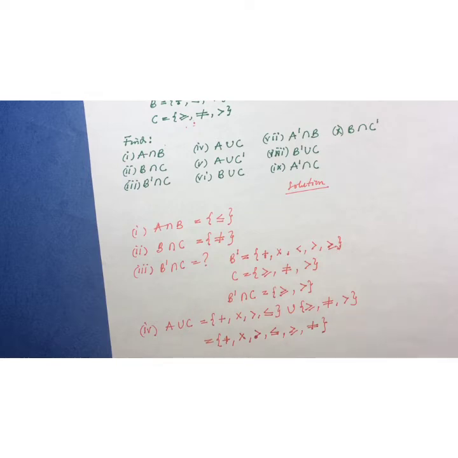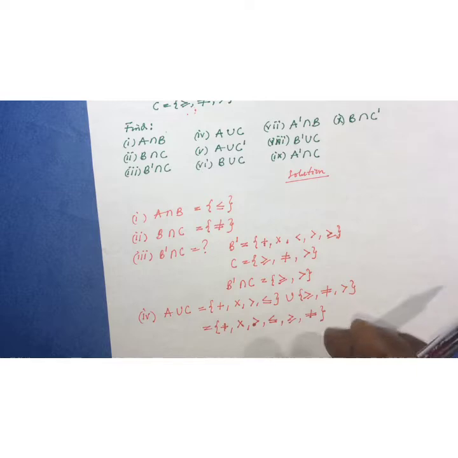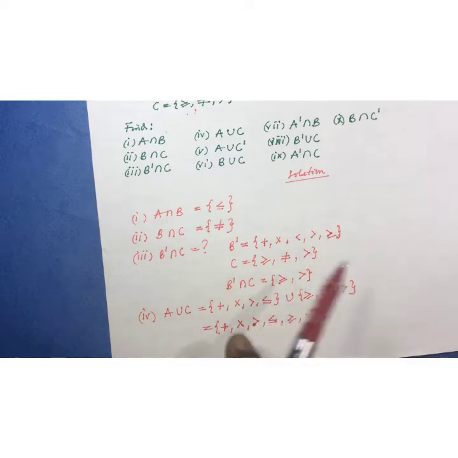Okay, so note that the union of the two sets contains elements you find either in A or C, or both A and C. So addition is found only in A, multiplication is found only in A, greater than is found common to both of them. You don't write it twice, you write it once. Less than or equal to is found only in A. I've written it out here. Then greater than or equal to is found only in C. I wrote it out. And not equal to is found only in C, and I've written it out.